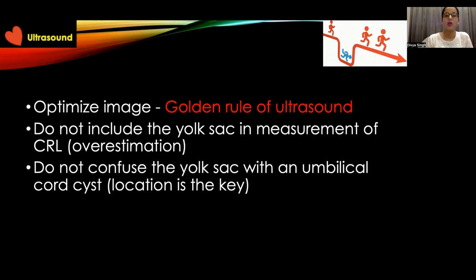So again, you need to get good resolution images so as to understand what part is the embryo and what is the yolk sac. Also, as I stressed earlier, do not confuse the yolk sac, which is a structure outside the amnion in the chorionic cavity, with an umbilical cord cyst, especially between the 11 to 14-week scan, because an umbilical cord cyst would be seen within the amnion in relation to the umbilical cord.